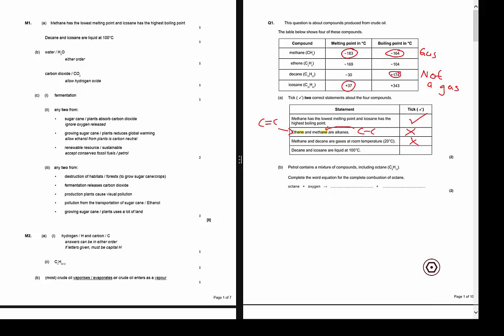So the last statement has to be correct, but we'll have a look to check. Decane and icosane are liquids at 100 degrees C. We're looking at decane at 100 degrees C. It would be a liquid as it boils at 174. Whereas icosane at 100 degrees C, this would also be a liquid as it boils at 343 and melts at 37.